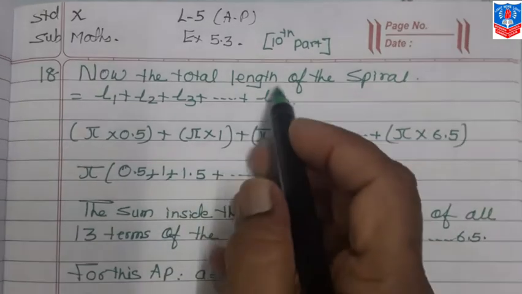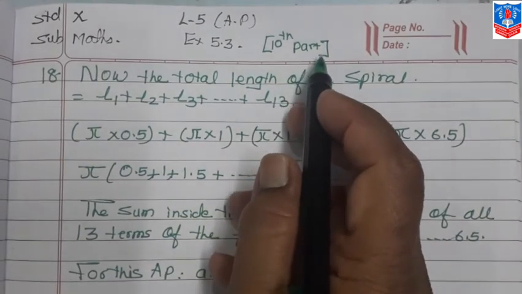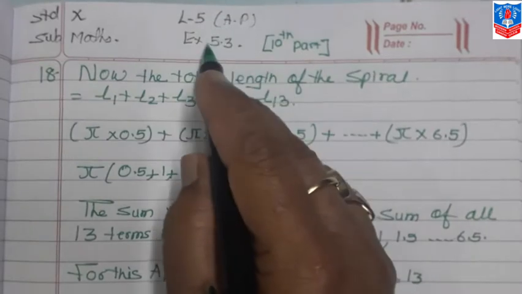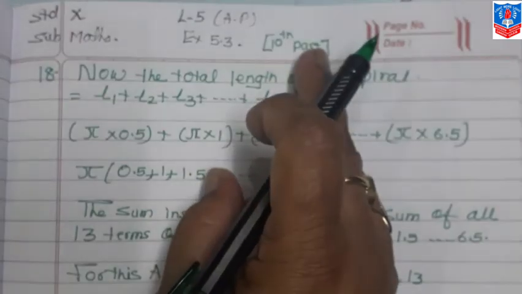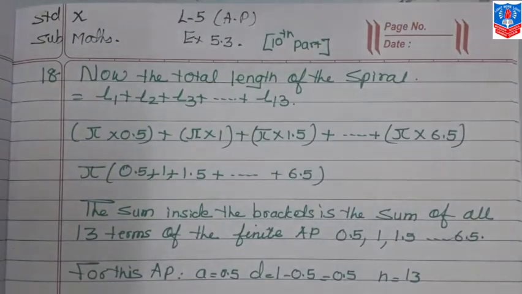Now children, today we will start the 10th part of your AP, that is exercise 5.3, questions 18, 19 and 20, the last three sums. Now the question is: the spiral is made of successive semicircles with centers alternately at A and B, starting with the center A of radius 0.5 first, then second 1.0, then 1.5, then 2.0 centimeter, as shown in the given figure.